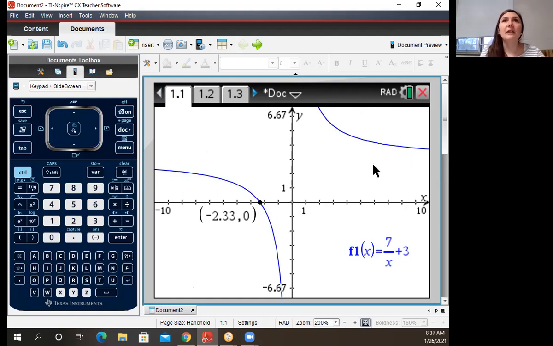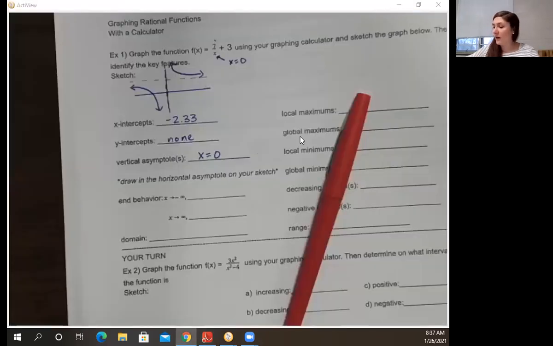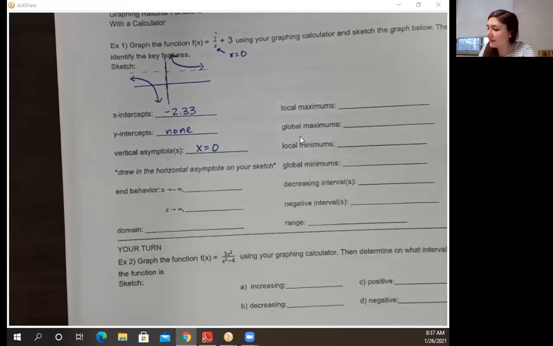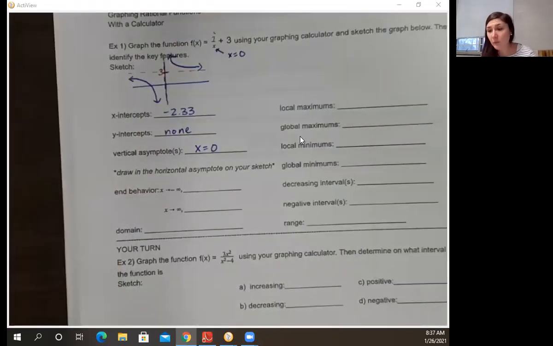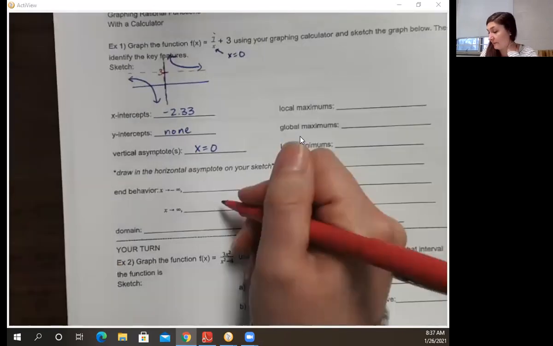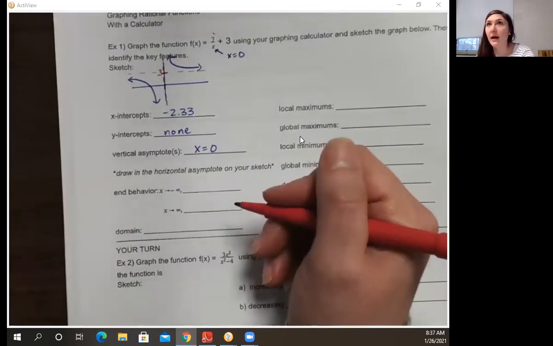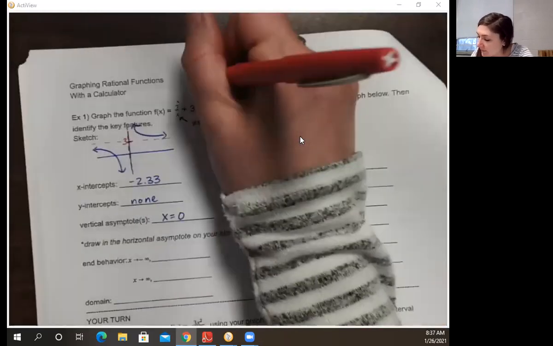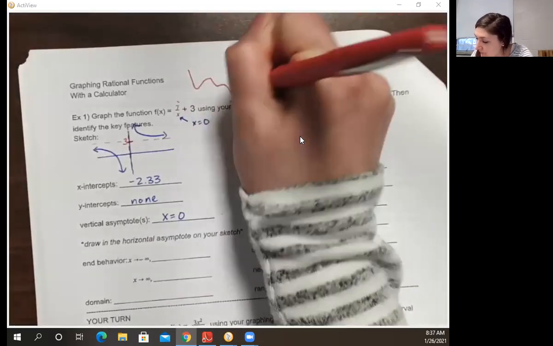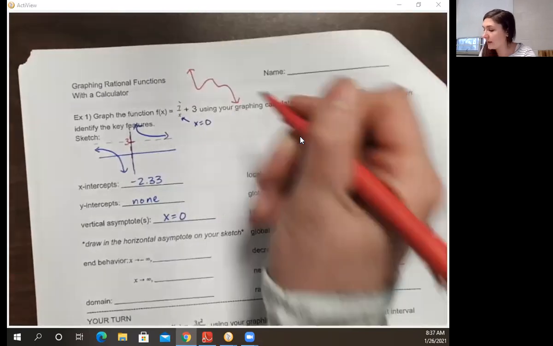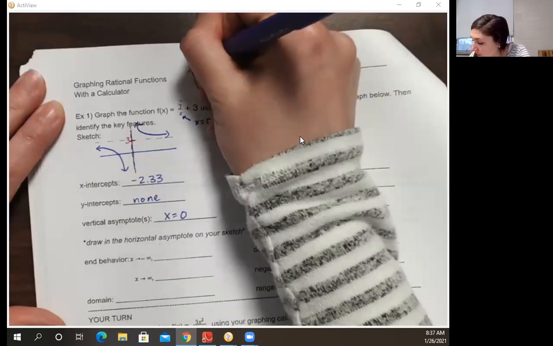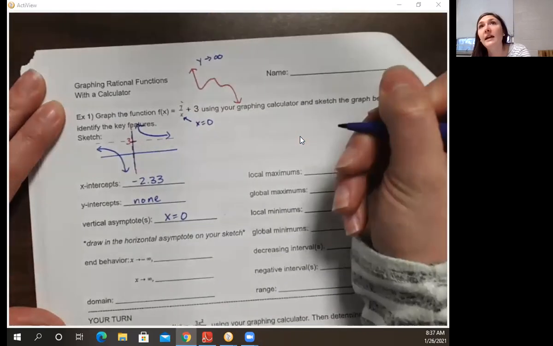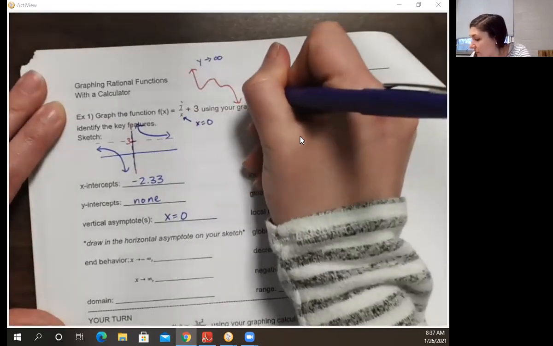So from either end, we're approaching 3 for our y value. So that tells me our horizontal asymptote should be at 3. That's important when we talk about end behavior. So we talked about end behavior for our polynomials, and we only looked at, for the polynomial I have, is my end going up or down? If it was going up, we said y was approaching infinity. If it was going down, we said y was approaching negative infinity.